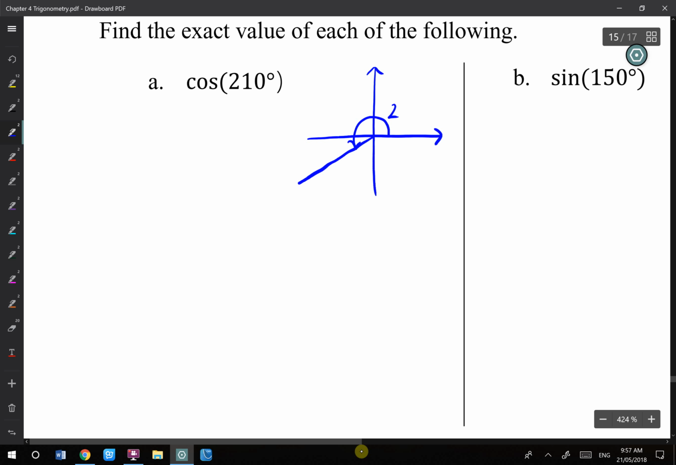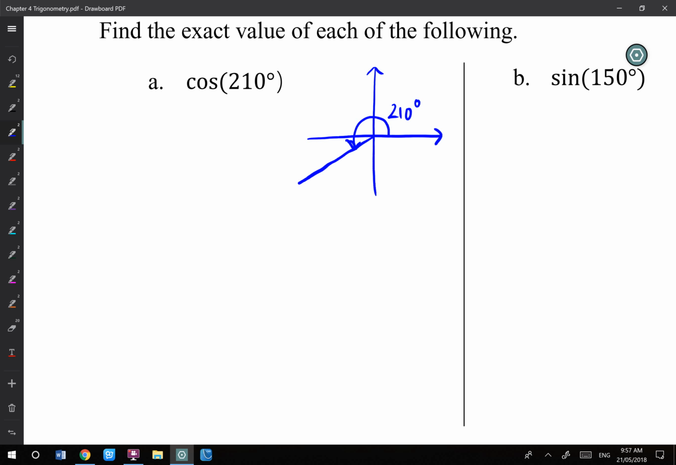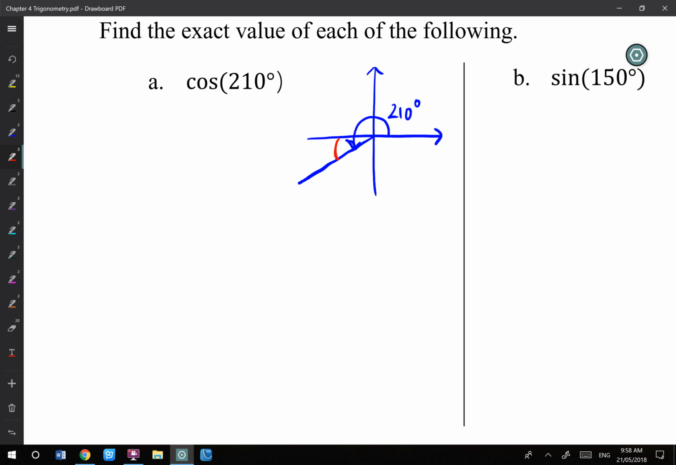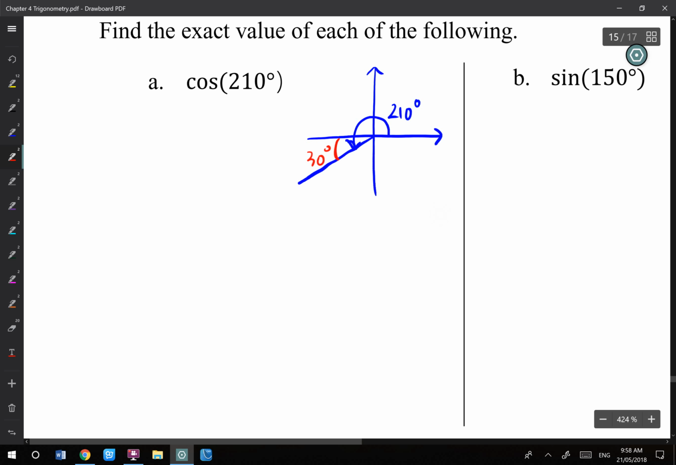Okay, that's 210 degrees. So what's the reference angle? There are two steps to evaluate things. The first step is to find the reference angle. The reference angle will be there. That is a 30 degree.